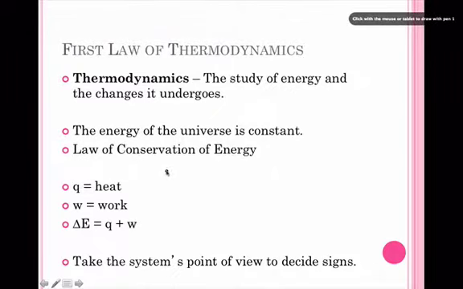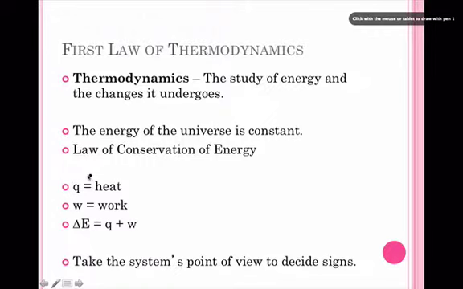Thermodynamics is what we do to study the energy and the changes it undergoes within chemical reactions. So that is the definition of what thermodynamics is. Chapter 6 is the start of thermodynamics. We're going to get more into it in chapter 16. The energy of the universe is constant. The law of conservation of energy, we talked about that when we briefly talked about energy right at the beginning, how we said it's conserved.